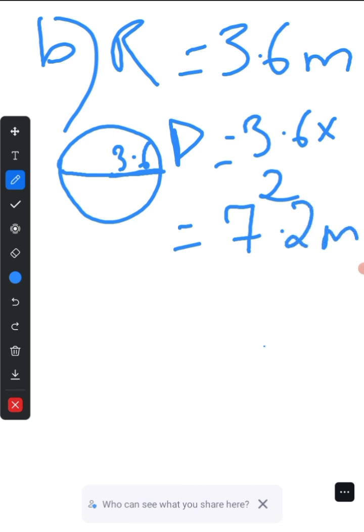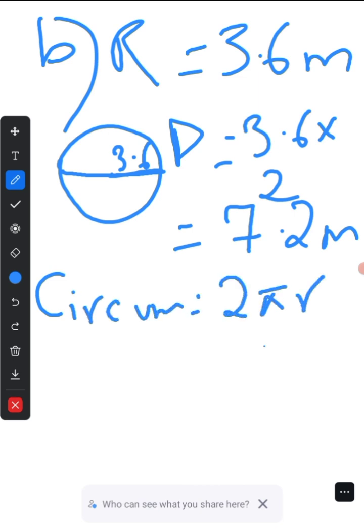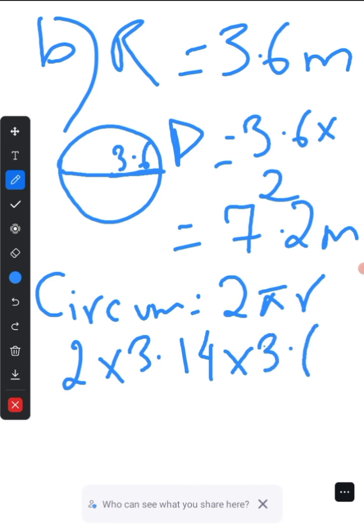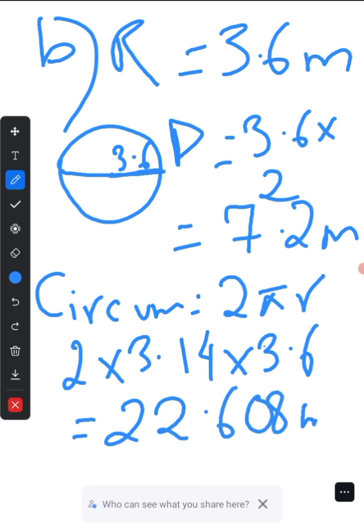Next, I need to find my circumference and the area. For circumference, what will I do? 2 pi r. 2 into 3.14 multiplied by 3.6. So what do I get as a final answer? 22.608 meters.